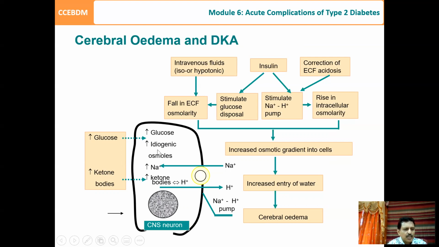This is a method by which the brain tries to preserve the intracellular milieu, and it develops idiogenic osmoles. So intracellular osmolality goes up, and it matches that of the extracellular osmolality, which is mostly because of the glucose. So glucose increases the osmolality outside, and idiogenic osmoles inside the brain cell increase the osmolality inside. So there will be no shift of fluid, and the brain cell remains intact. So this is a stable situation.